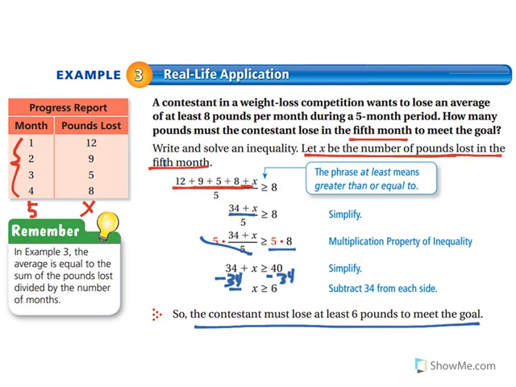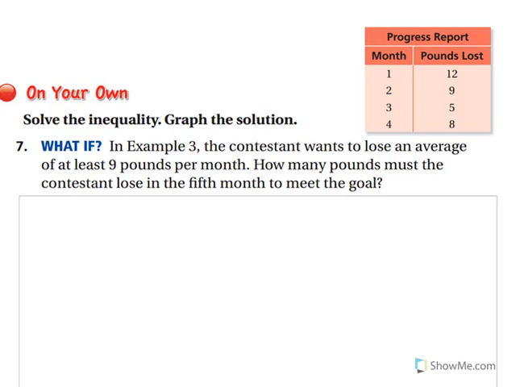So you're going to try this last problem now. It's the exact same thing, except now you want to lose an average of at least 9 pounds per month. And you're going to use the exact same table up top on the right-hand corner to solve this. So go ahead and give it a try and see how you do.